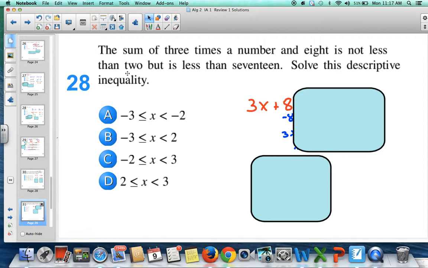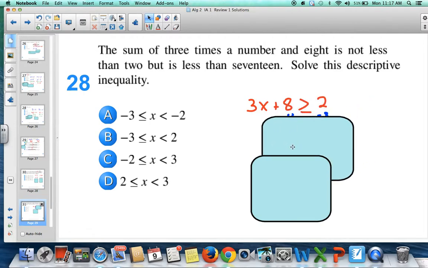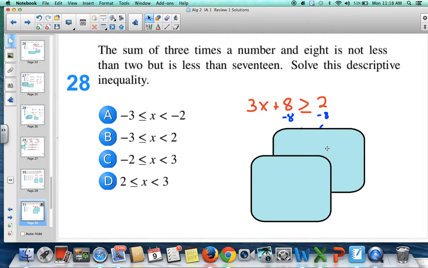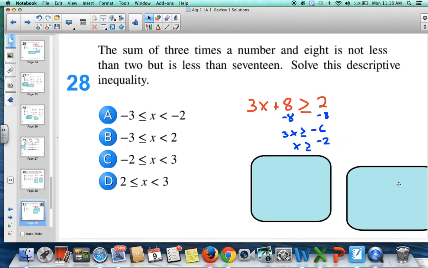Well, that means it has to be greater than or equal to 2. So I write it like this. And then I solve this by adding 8 to both sides, and I get 3x is greater than or equal to negative 6, excuse me, negative 6 divided by 3. X is greater than or equal to negative 2.